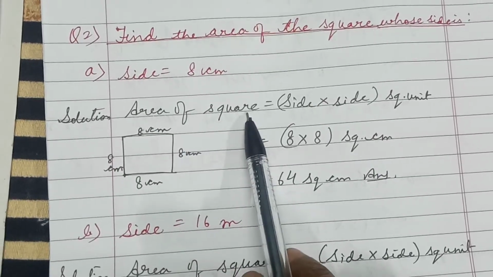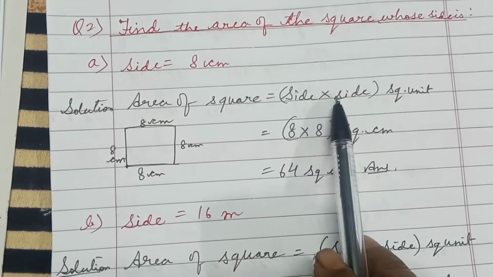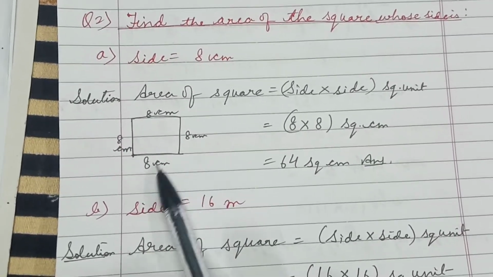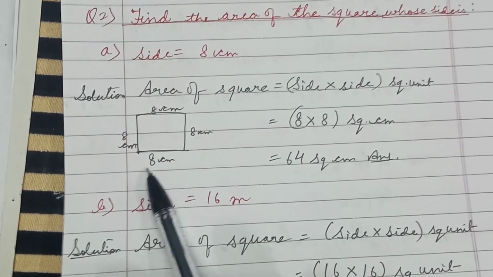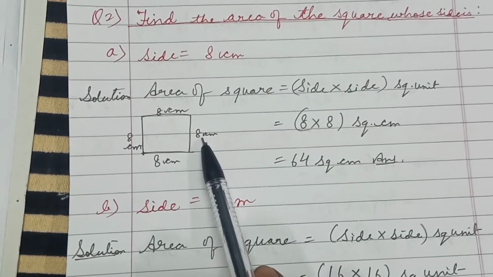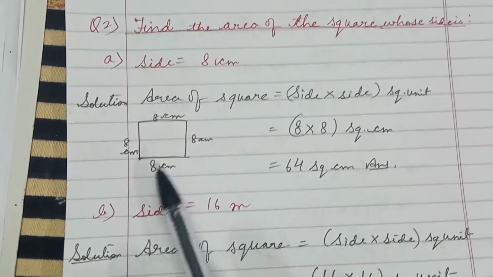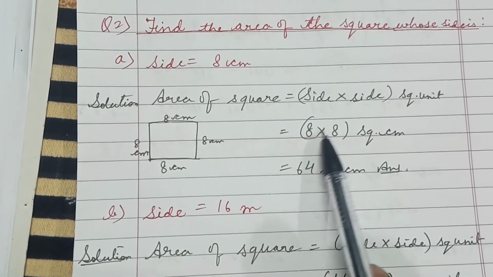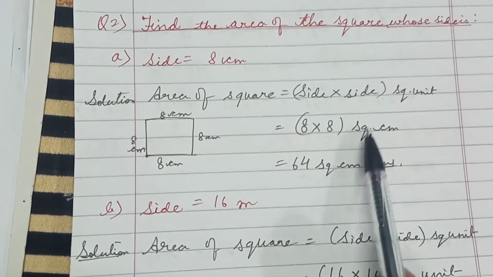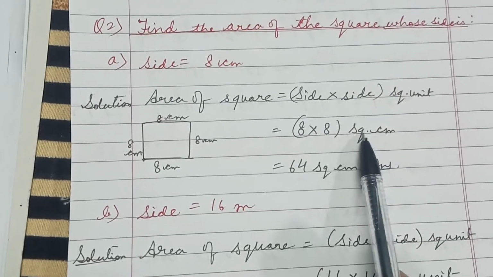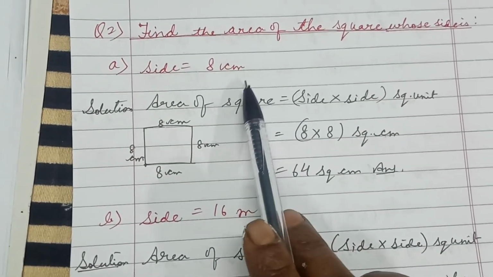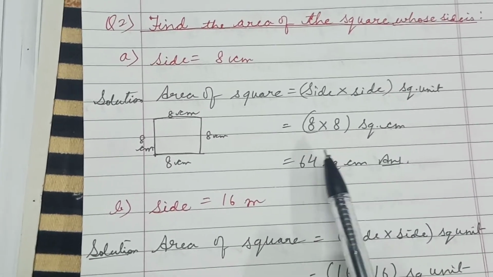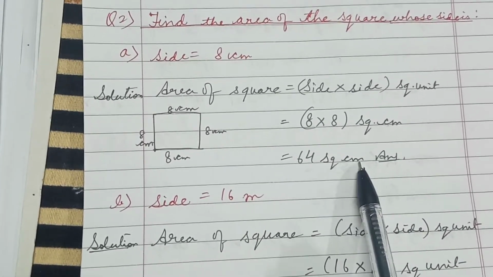Area of a square, as you know children, side into side square unit. Okay, because both length and breadth are same. So you can write side into side. So you multiply this length into breadth, that is 8 into 8. So you write here 8 into 8 and the unit will be square unit, that is your square centimeter. Because side is given in centimeter, so square centimeter. So 8 8s are 64 square centimeter answer.